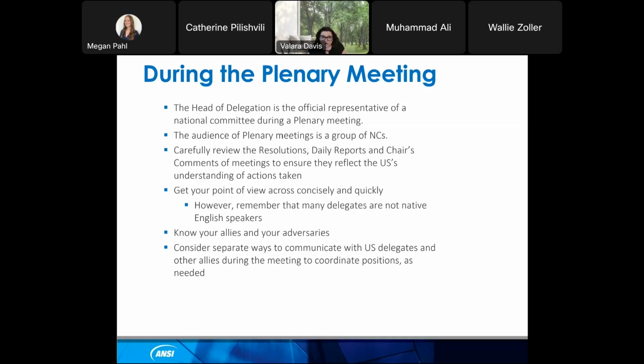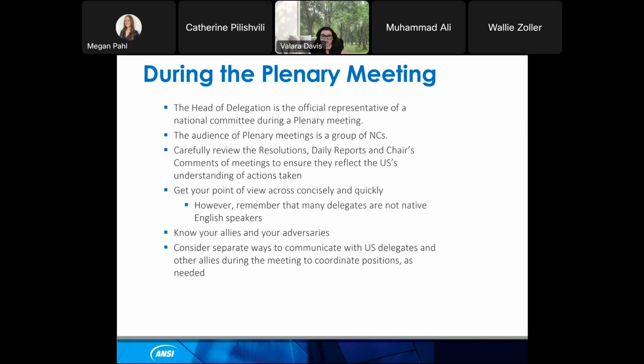So it's important, if you are assigned as the head of delegation, that you carefully review any meeting documents prior to the plenary meeting, if there are any resolutions or daily reports or comments from the chairs for the meetings, to make sure that you're understanding the positions that are going to be taken during the meeting so that we can reflect the US position when those votes are taken. If you are presenting a position on behalf of the US, make sure that you're speaking concisely and quickly in order to get your point across.